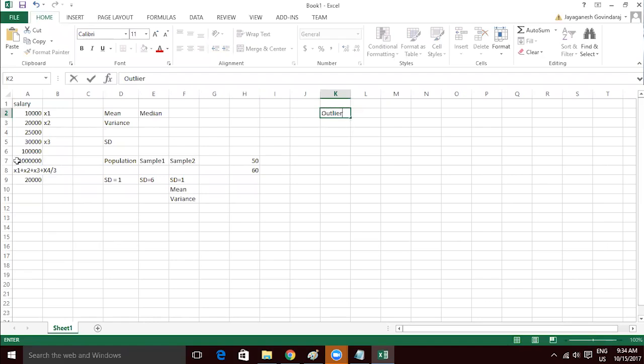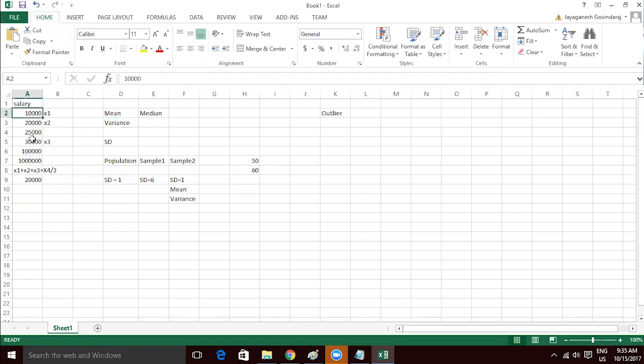Now when I have 6 inputs, I take the third and fourth one and take the average of them. 25,000 plus 30,000 divided by 2 is nothing but the median. So the difference between mean and median is that they basically do the same job. They take the average of the input, but when you have outliers, you can go with the median rather than the mean. Then what is variance?